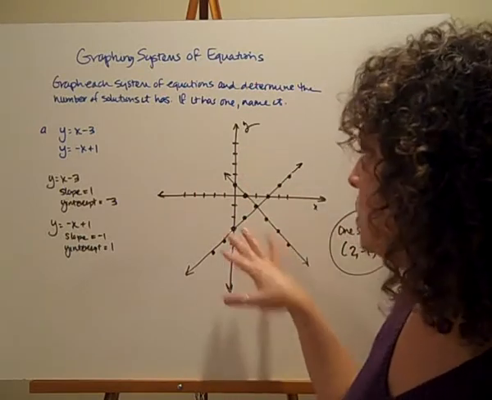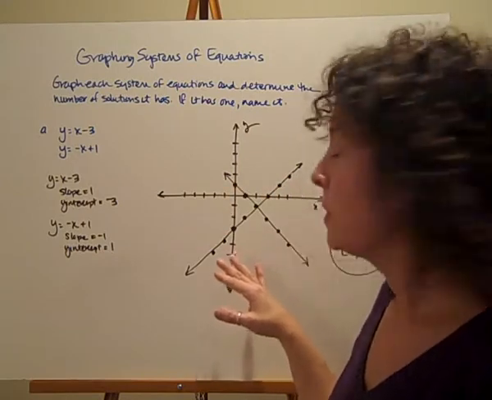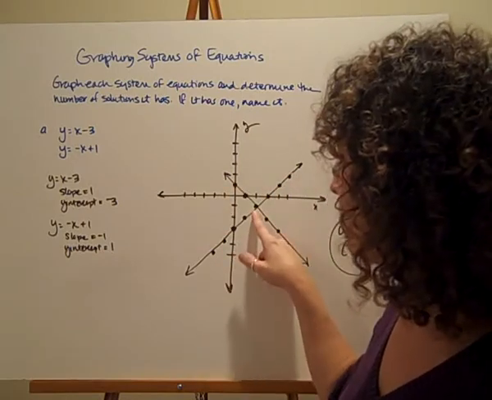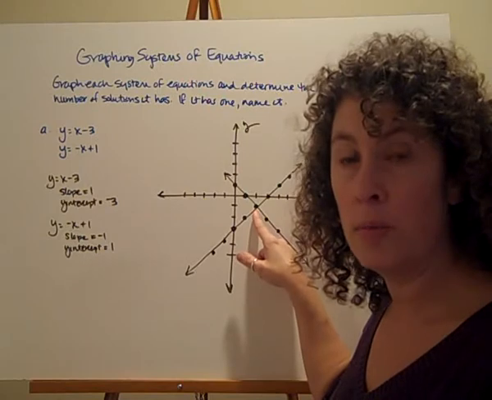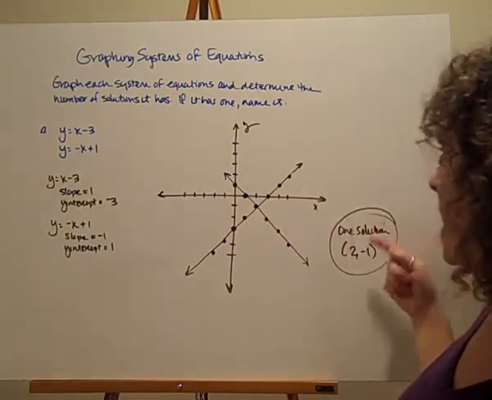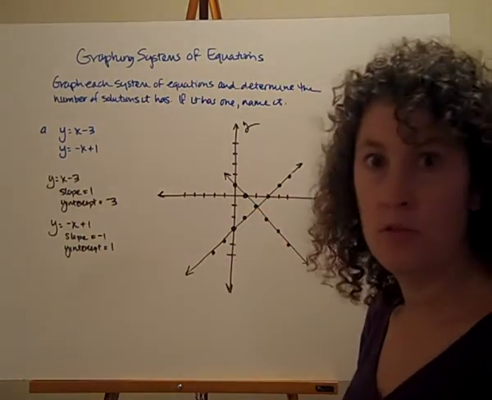So for this one, we see that this is consistent and independent. So I've come up with one point for my solution here. I've got one solution, and that solution is 2, negative 1.